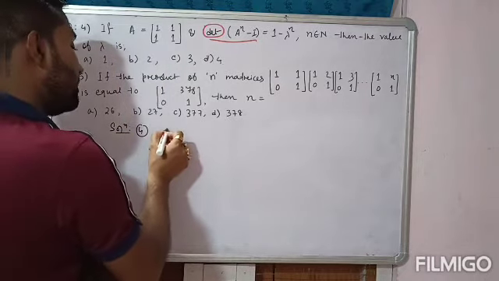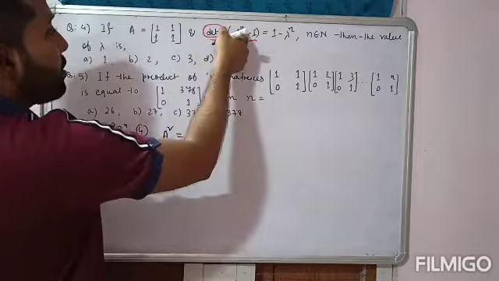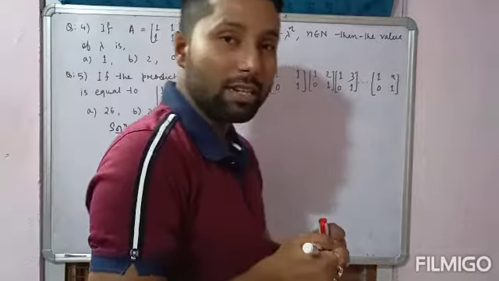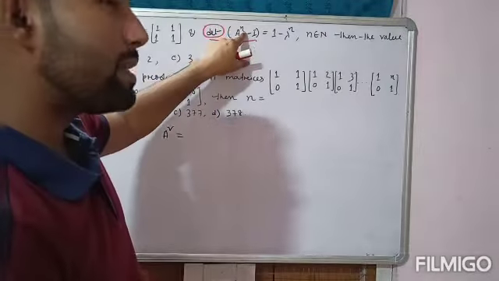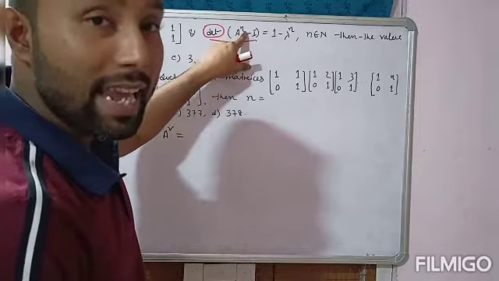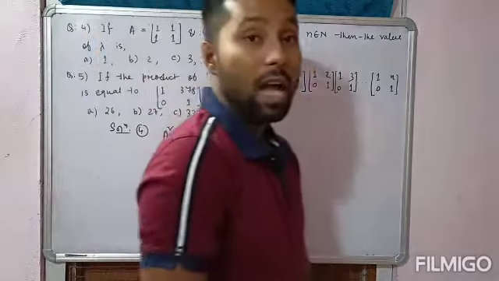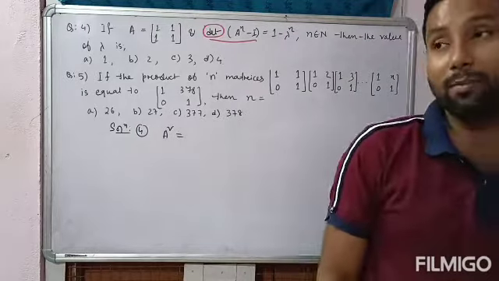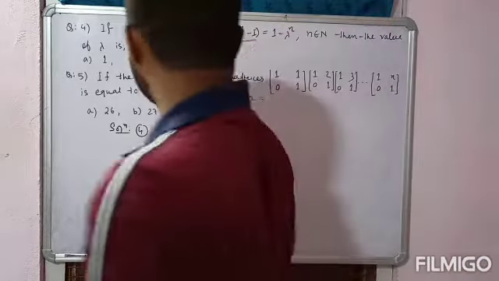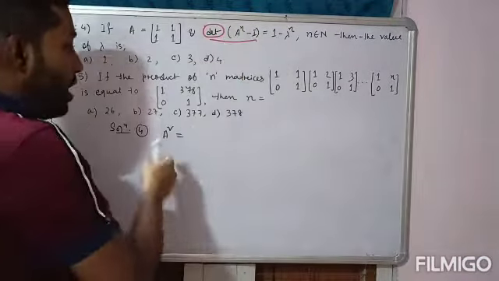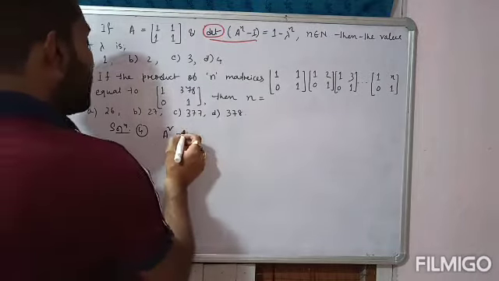Since A is given, find out A square, because n represents a natural number. Natural number means if I put n equal to 1, we get A, which is already given in the question. After 1 we can put 2, because natural numbers start from 1. So here if I put n equal to 2, we get A square. Let us now find the value of A square.